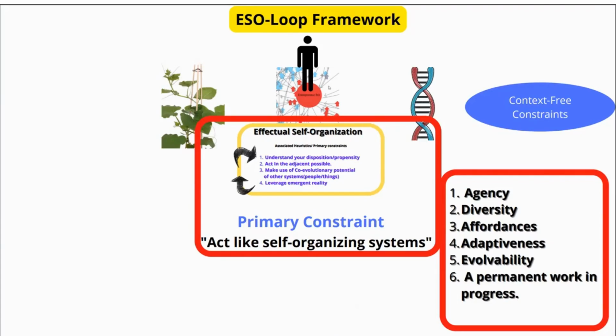Second key default context-free constraint is diversity. By using this framework, the users of this framework cannot ignore diversity. They must cultivate appropriate type of diversity, functional diversity, and they must also regulate diversity depending on the context. Further, the users of this framework must be concerned about affordances, must be concerned about adaptiveness, evolvability, and finally, the users of this framework cannot ignore the idea that the framework itself should be a permanent work in progress.